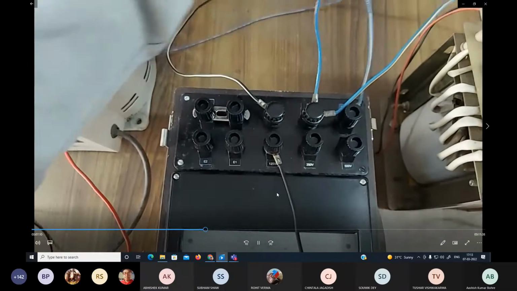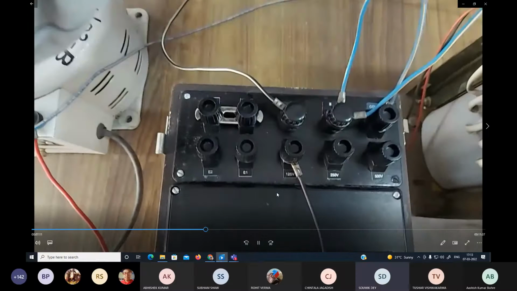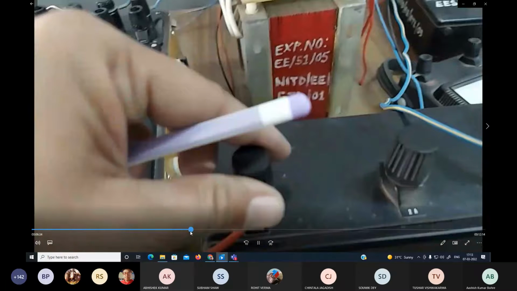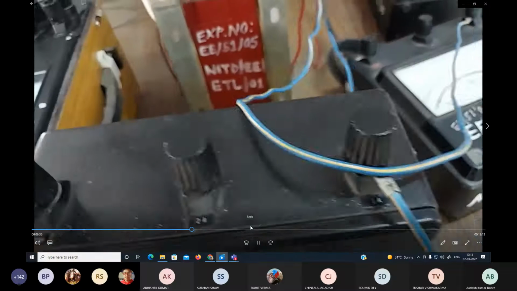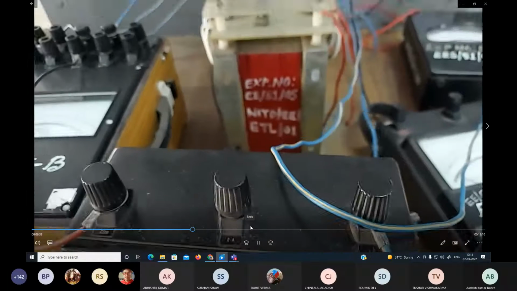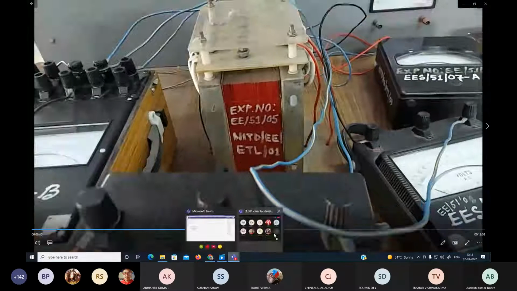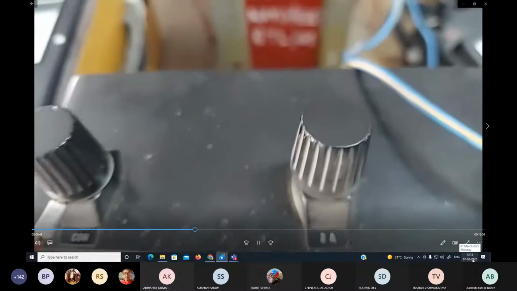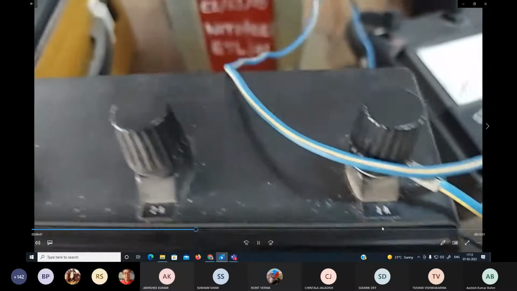At the M terminal, M2C should be shorted. Here we have used this. From here approximately 6 minutes. This is common. After that, this is 1 ampere. The 1 ampere range we have connected here. This is 1 ampere, this is 2 ampere, and we have connected at 1 ampere.